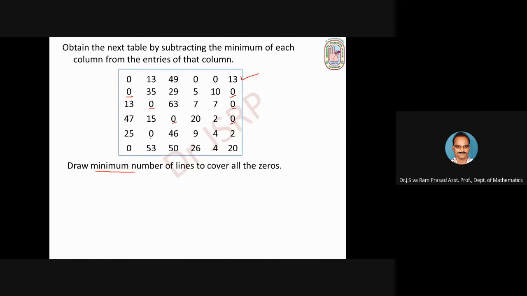Fifth row contains only 1 zero. So circle that 0 and we fix the corresponding person, that is the column. So cross off column 2. We strike off column 2.